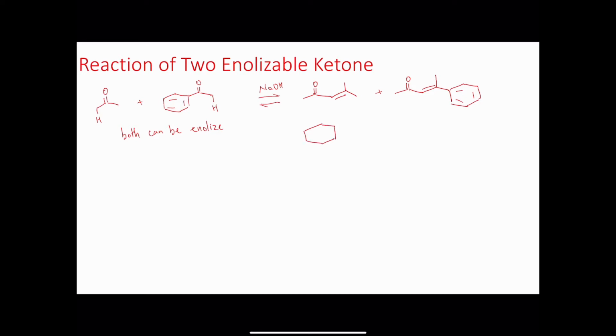The next product we have is the self aldol condensation of the acetophenone. So we have this product. Also, we have another product in which the acetophenone will be the enolizable carbonyl, and the acetone will be the electrophile. So as you can see, we have a mixture of products. We have 4 products formed in the reaction between two enolizable ketones.